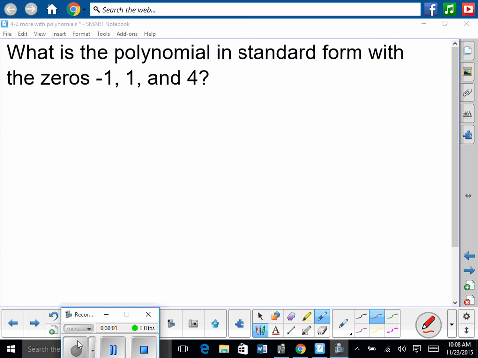Okay, what is the polynomial? We've already learned this, so I'm going to go way quick, so stay with me. What is the polynomial in standard form with the zeros -1, 1, and 4? Remember, zeros mean where it crosses the x-axis.